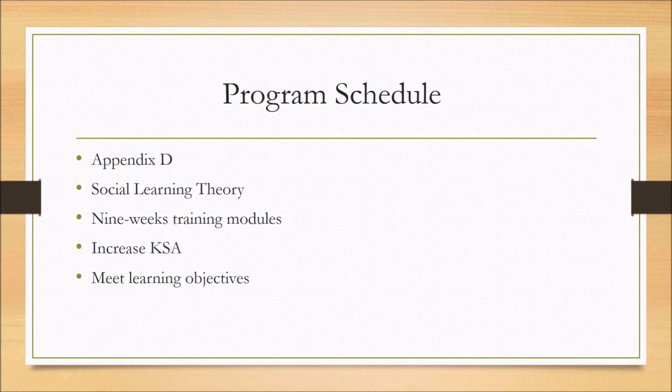And lastly, but not least, the program schedule is designed with social learning theory criteria. It shows 9 weeks of training modules that the nurses will undertake to increase their KSA and to meet the learning objectives. In that program schedule, it will show that there will be a schedule for the off-the-job and on-the-job training.